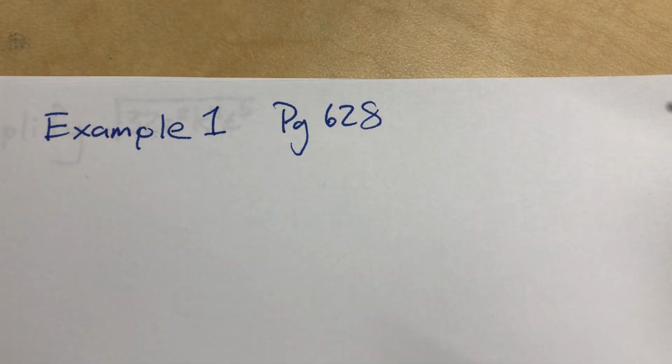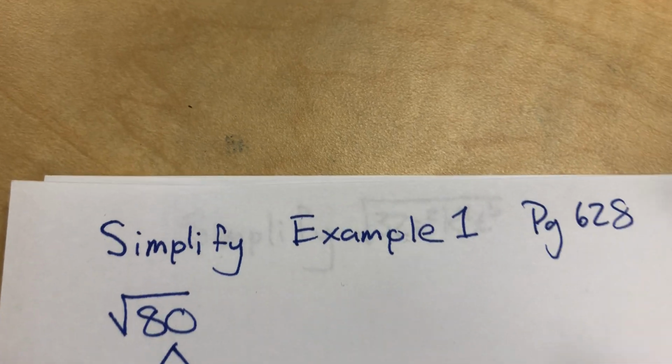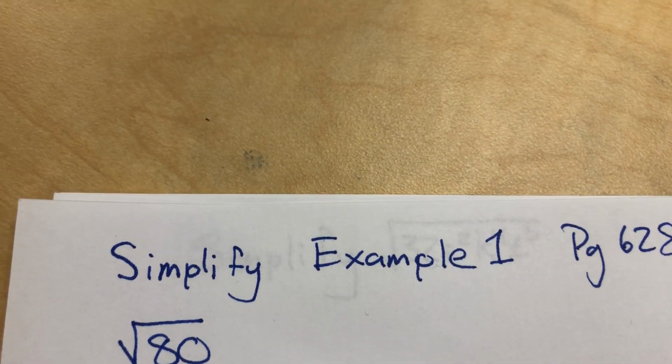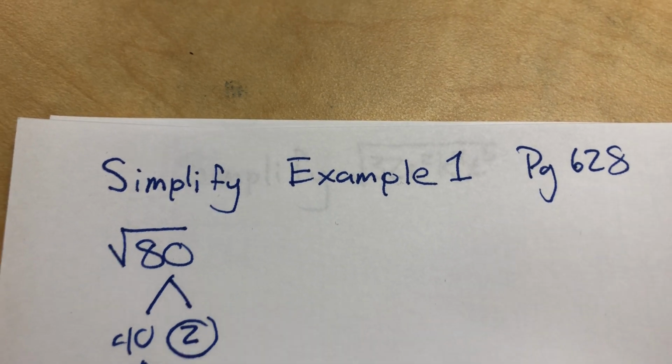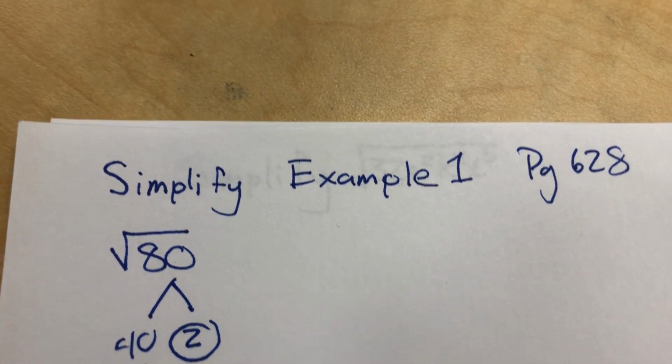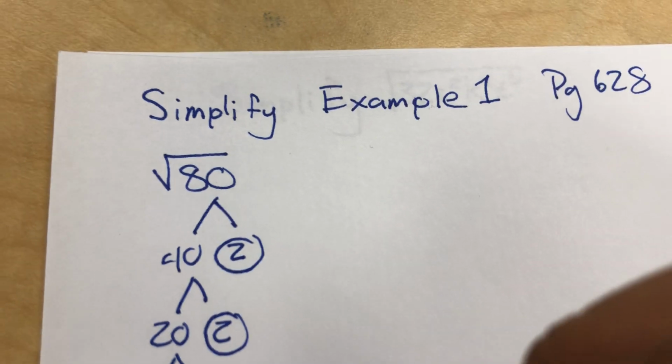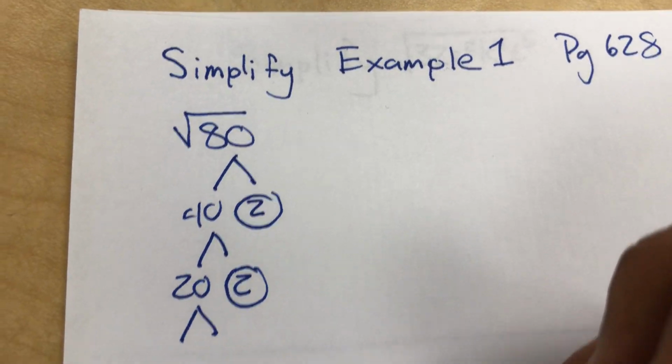Okay, we're on example 1, page 628. I kind of started this already. We're going to be simplifying the square root of 80, which separates into 40 and 2. You circle the 2 because it's prime. Then you can't split that anymore. And then the 40 splits into 20 and 2.